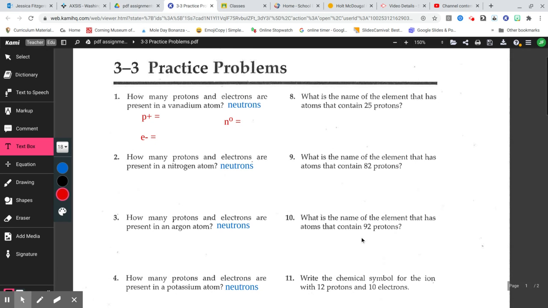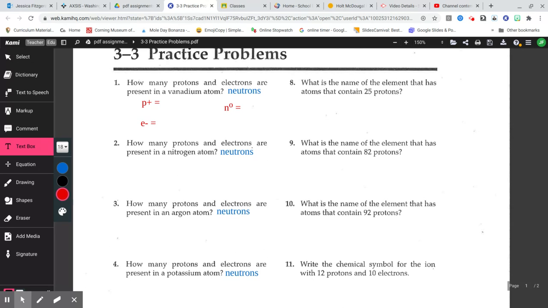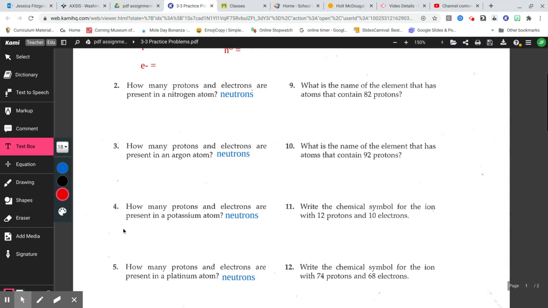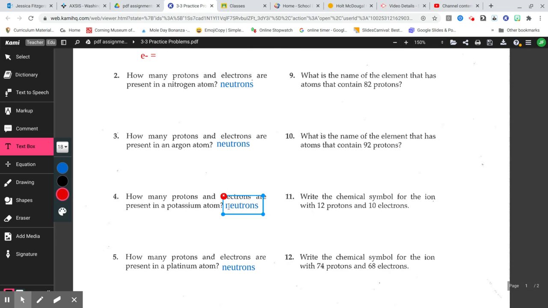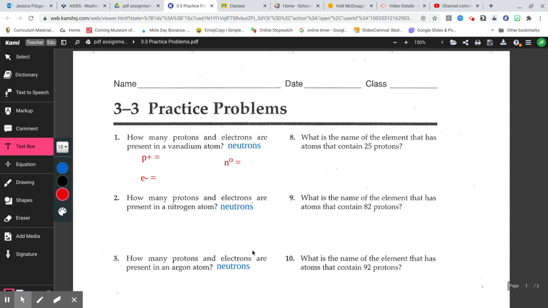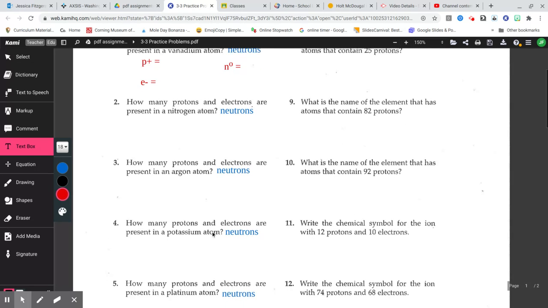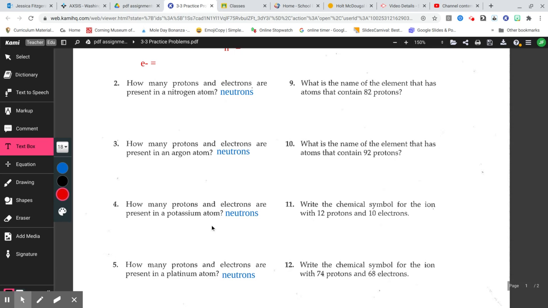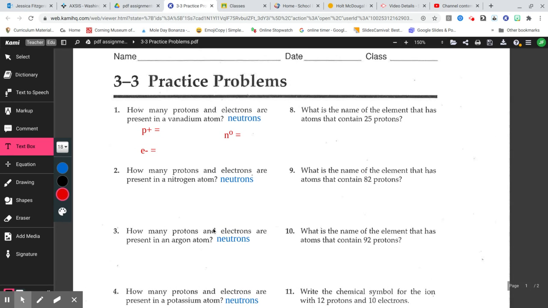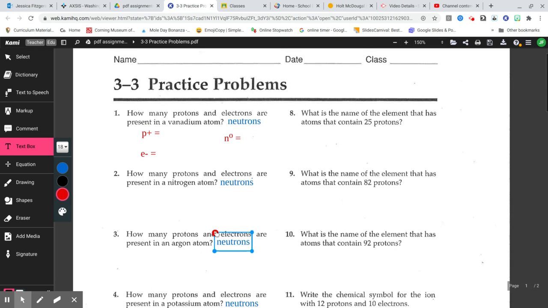Please notice that for 1, 2, 3, 4, and number 5, I have added neutrons. So can you also add neutrons to 1 through 5? And you're going to identify your number of protons, electrons, and neutrons for 1 through 5. So let's take a look first at number 1.